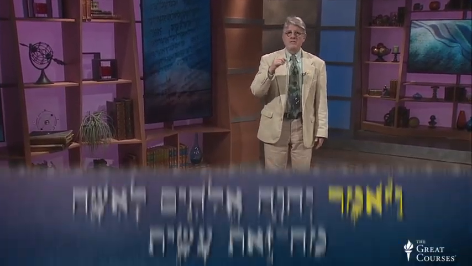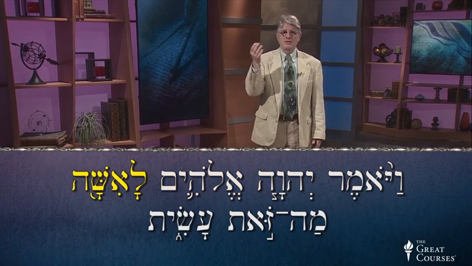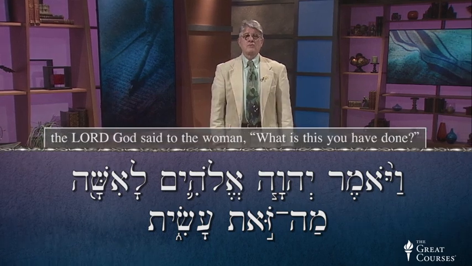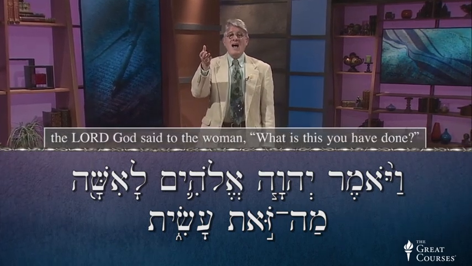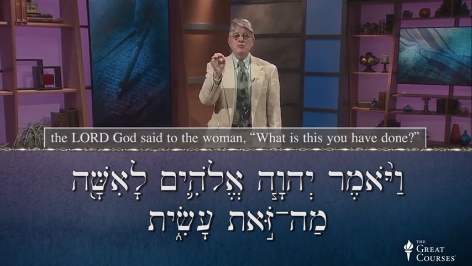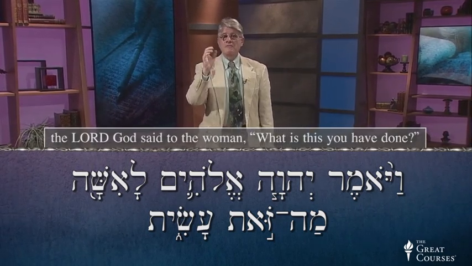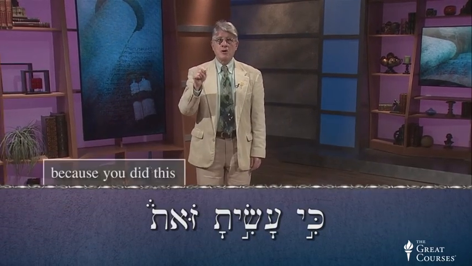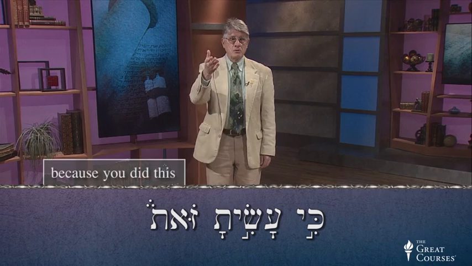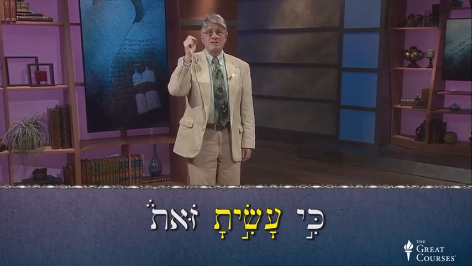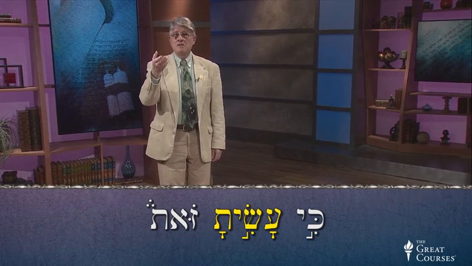Remember God's question from Genesis 3:13? Vayomer Adonai Elohim la'isha, ma zot asit? The Lord God said to the woman, ma zot asit? What is this you have done, you feminine singular person? And in verse 14, he says to the snake, ki asita zot, because you did this, you lose your parking privileges. Snake is a masculine word, asita, rather than asit for the isha.